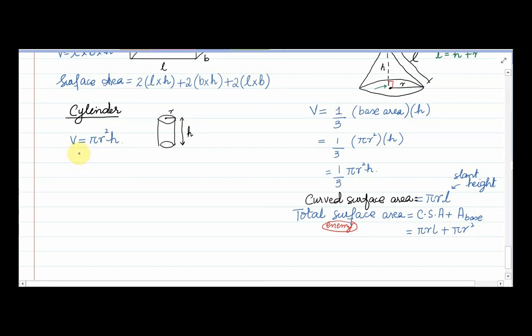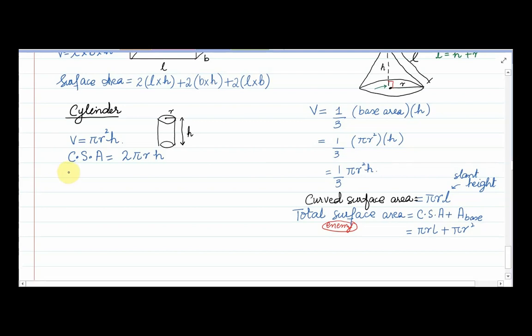Since we have a curved surface in this, the curved surface area, CSA is the short form, is equal to 2 pi r h. The 2 pi r means the circumference of the circle multiplied by height, the depth of the cylinder, and that gives you the curved surface area. If you want to visualize it, when you are holding a Pepsi can, the area that your hand is holding is the curved surface area, right?